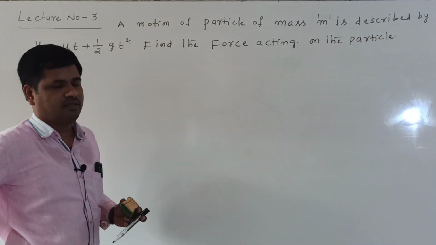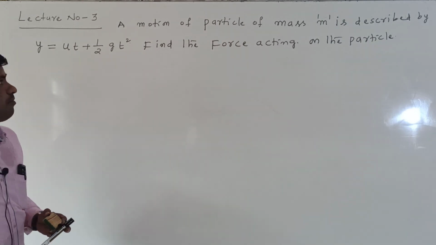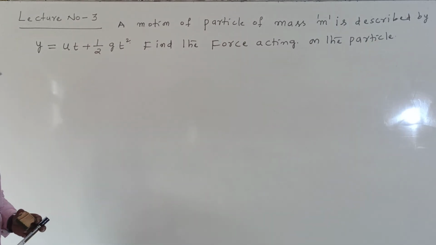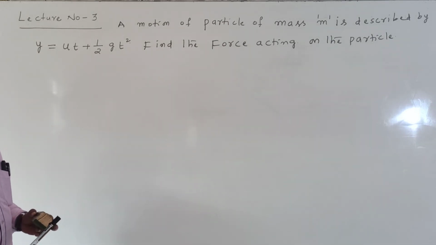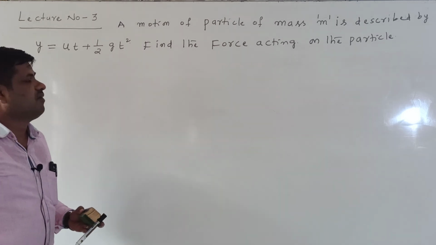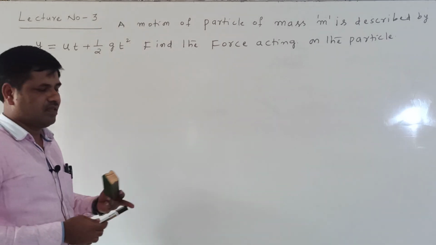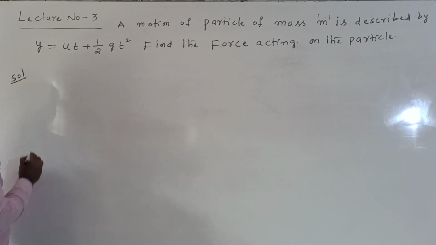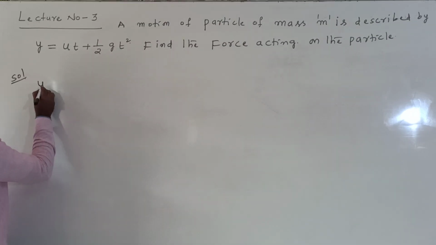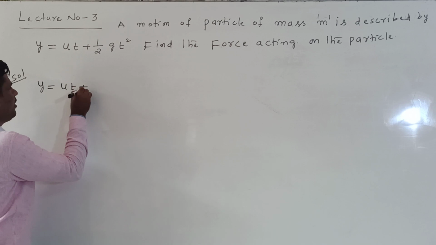What is the force acting on the particle? We have to find that in this problem. A motion of the particle of mass m is described, and the given equation is y equal to ut plus half gt square. Find the force acting on the particle. Now the displacement is given.